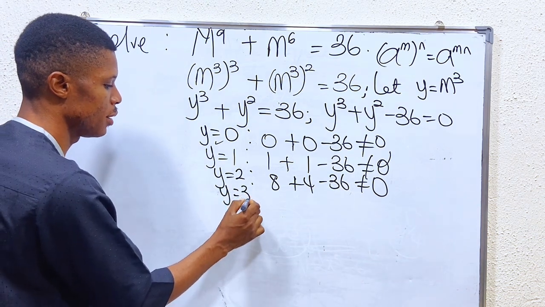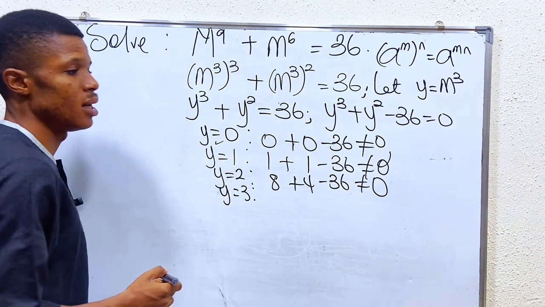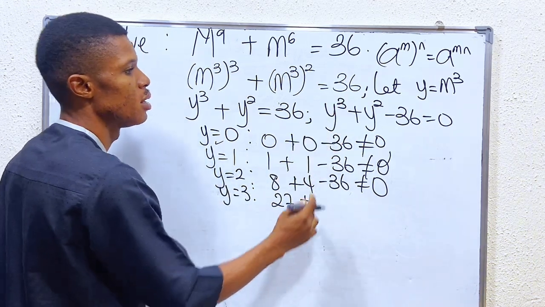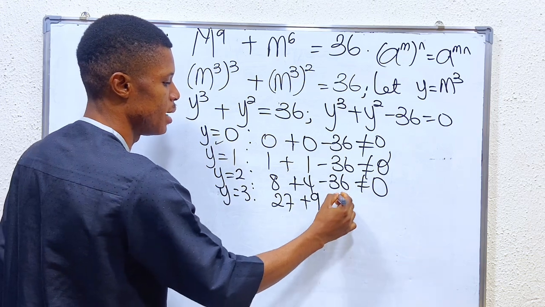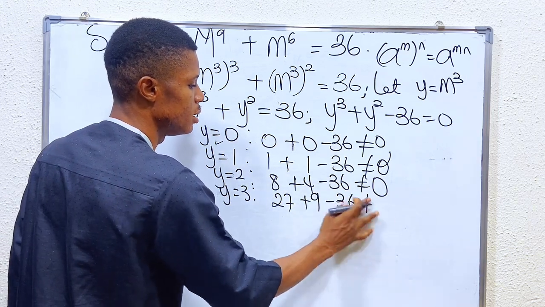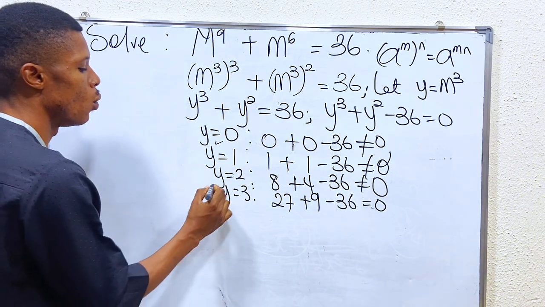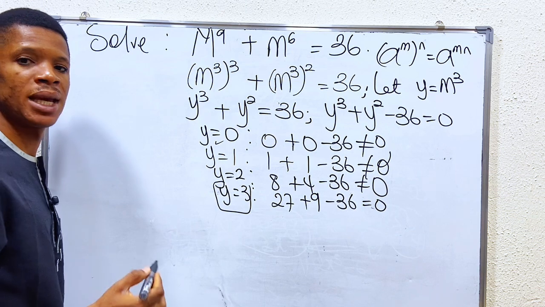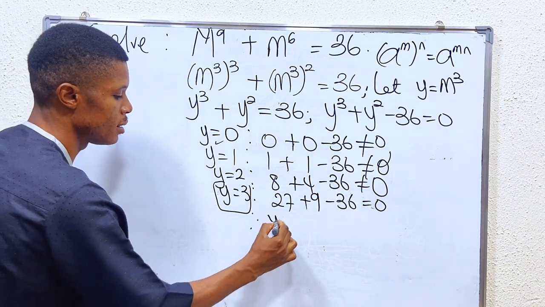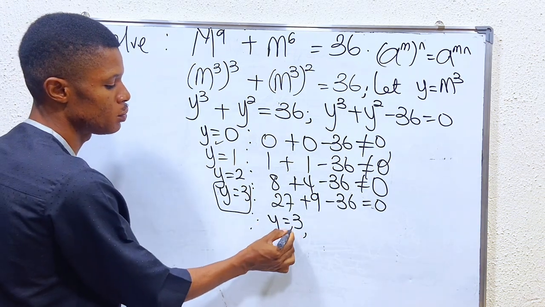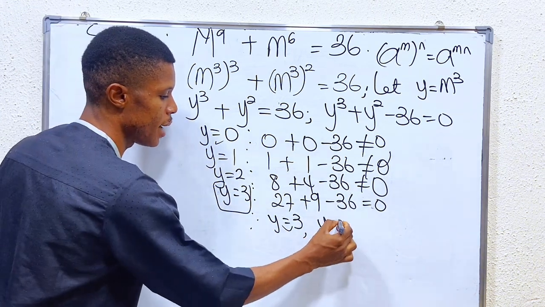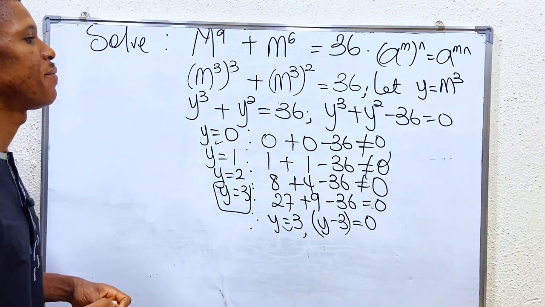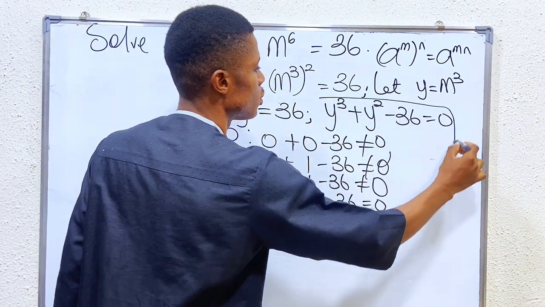When y equal to 3, for instance, you can now see that 3 cubed is 27, plus 3 squared is 9, minus 36, and this is actually equal to what? 0. So y equal to 3 is a factor. Since we picked y equal to 3, that means we subtract 3 from both sides, telling us that y minus 3 is equal to 0. So this y minus 3 is a factor of this cubic function we have here.